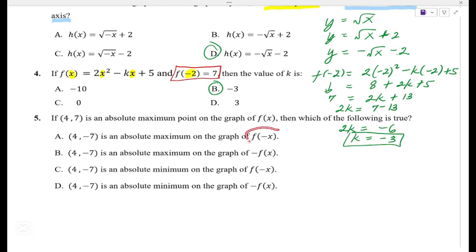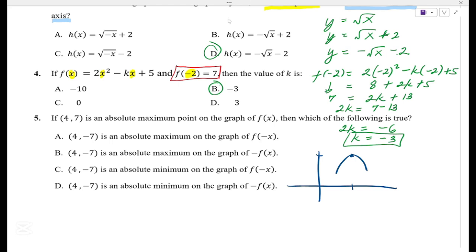So as you can see here, this f of negative x is reflected about the y-axis, and this negative of f of x is reflected about the x-axis. So if I will create a graph whose absolute maximum point is (4, 7), suppose this is (4, 7), that is the function, and then which of the following is true?